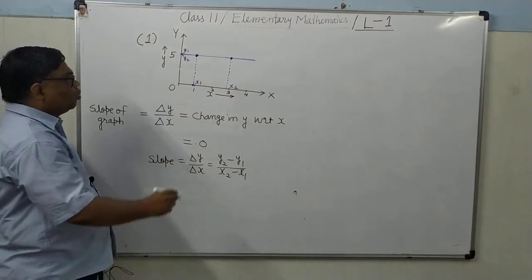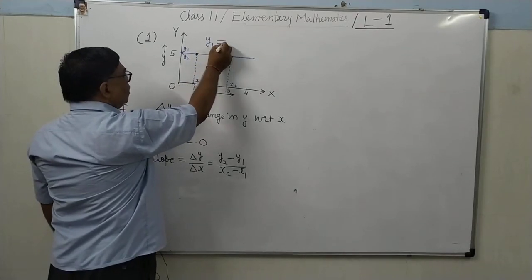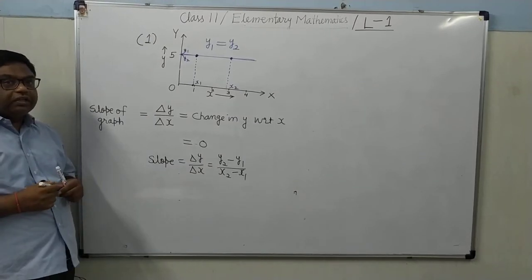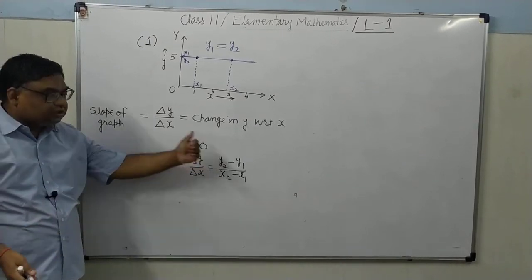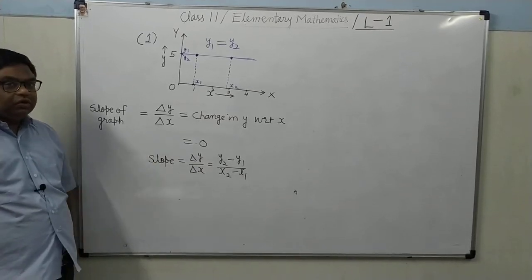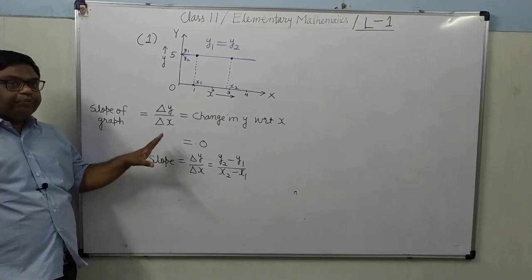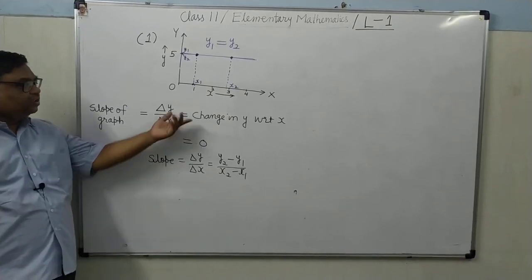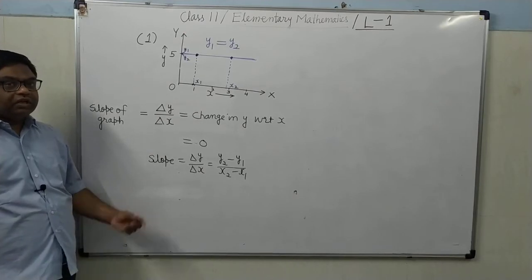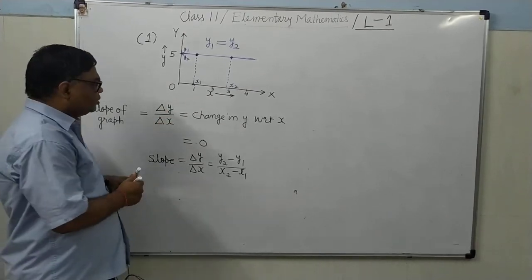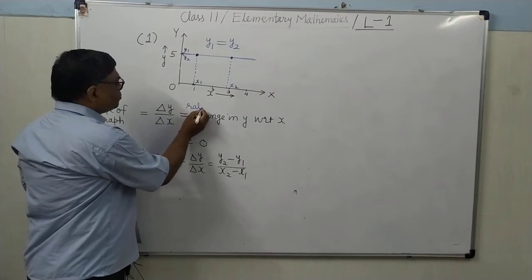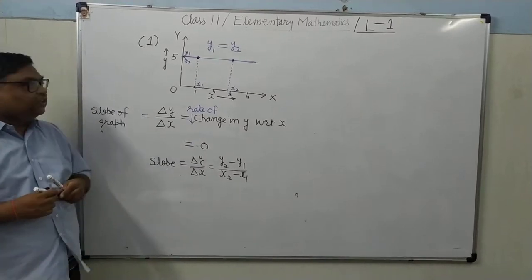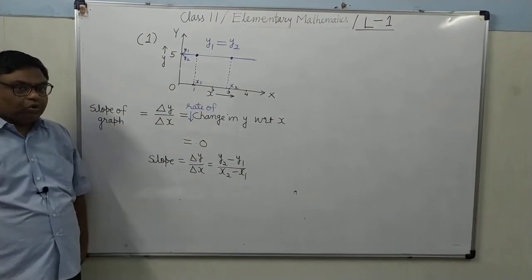In this graph you can notice that y1 and y2 correspond to the same point. They are coinciding. Therefore y2 minus y1 will become 0. Slope will be 0. It's clear. Slope means rate of change of y with respect to x. What is the rate of change of y with respect to x? There is no change in y with respect to x.